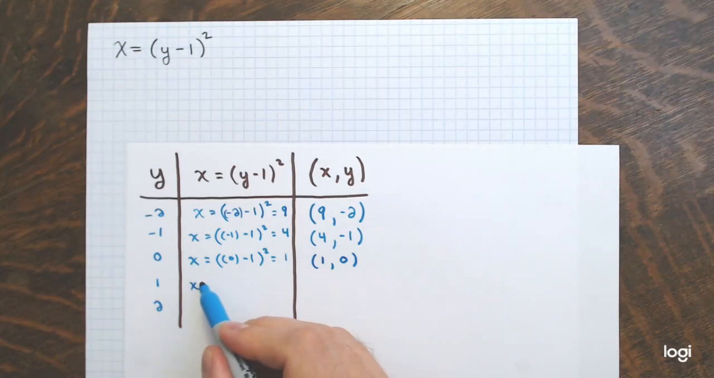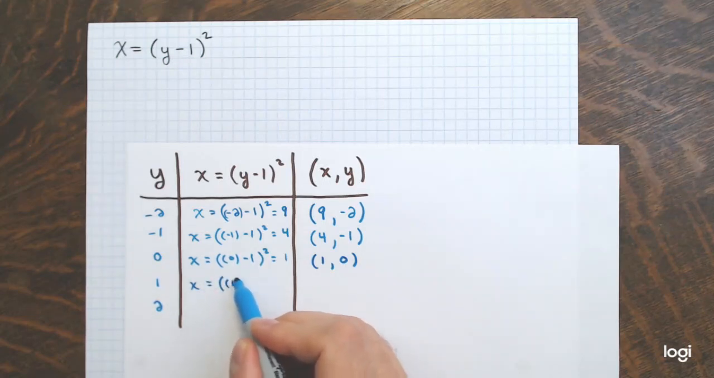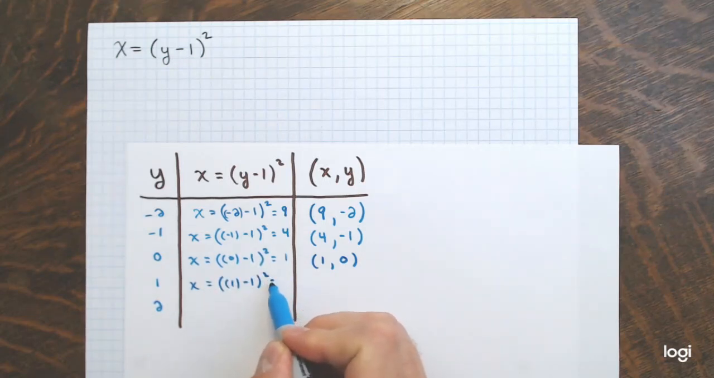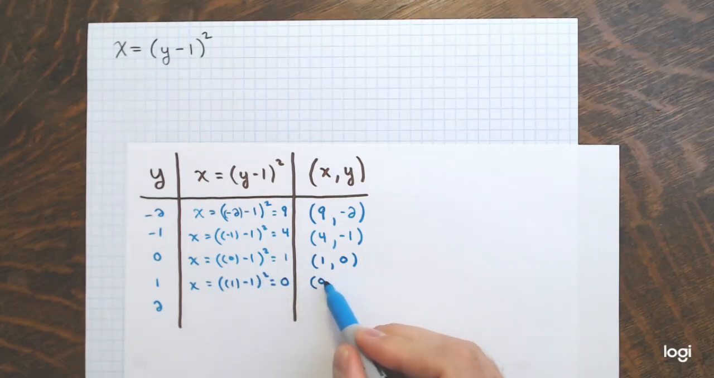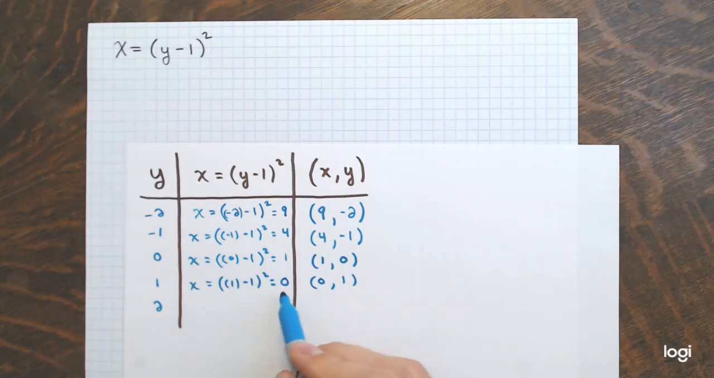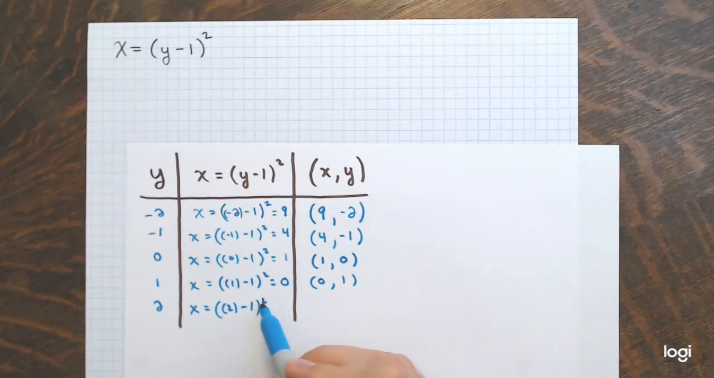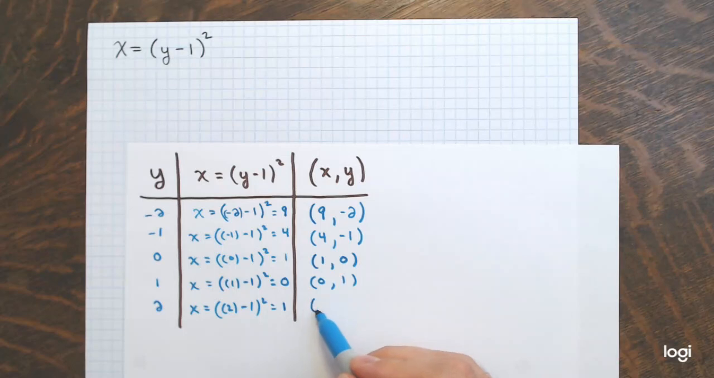When y is 1, you get (1 minus 1) squared. Well, 1 minus 1 is 0. 0 squared is 0. So I got 0 for x, 1 for y. And when y is 2, (2 minus 1) squared. 2 minus 1 is 1. 1 squared is 1. So I get 1 for x, 2 for y.